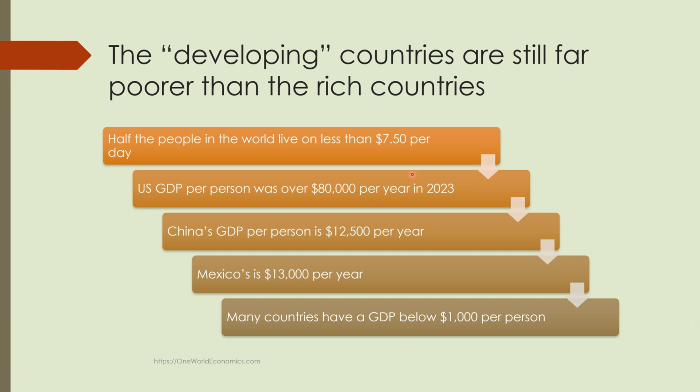U.S. GDP per person was over $80,000 per year in 2023. China's GDP per person is $12,500 per year. Mexico's is $13,000. Many countries have a GDP below $1,000 per person, so obviously, on average, people can't make more than $1,000. How is it possible for people to live on $7.50 per day in U.S. purchasing power? Basically, they're outside the official economy. They live in very, very crude housing with no glass windows, and they do subsistence farming in order to make ends meet. They're basically outside the official economies.